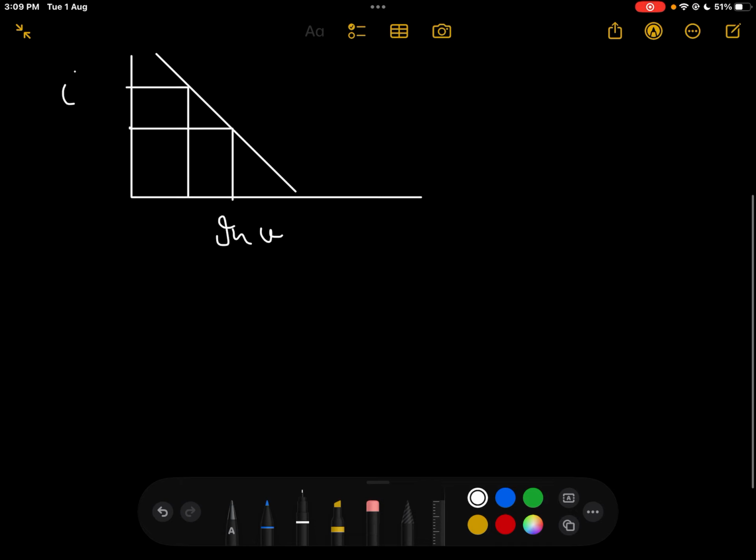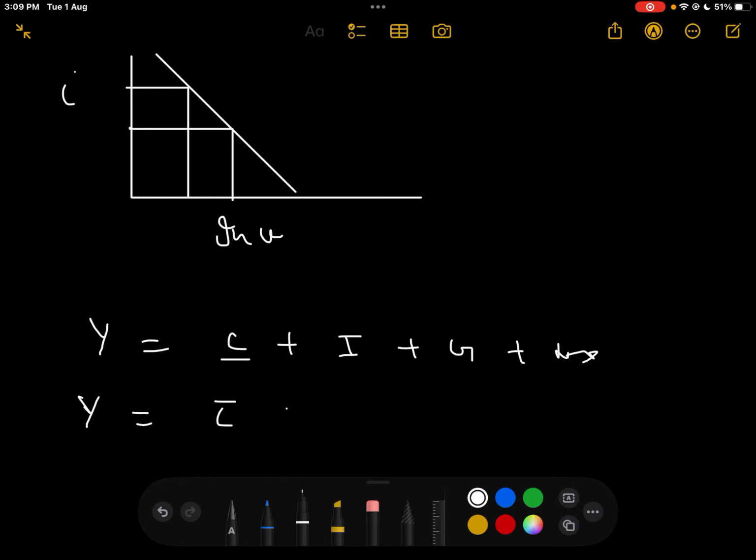Fine. Now let us see one more thing before that. Earlier our Y used to be C plus I plus G plus NX if it is a four sector economy. And then we used to write C as C bar plus MPC times the disposable income. The disposable income was Y minus taxes plus transfers. And if our taxes were proportional to income, then we used to take tY.